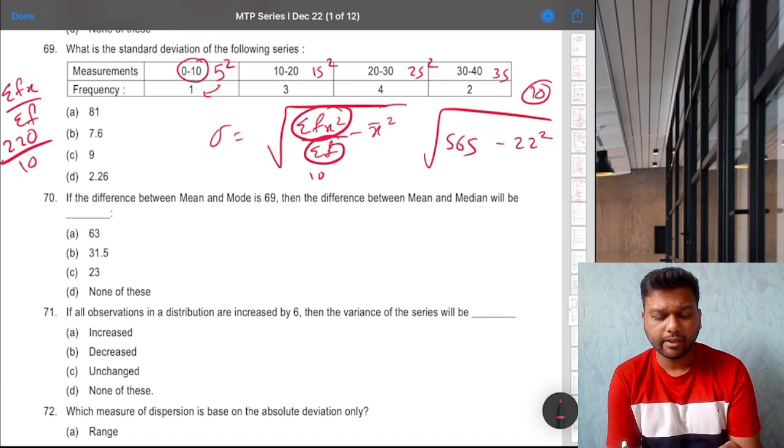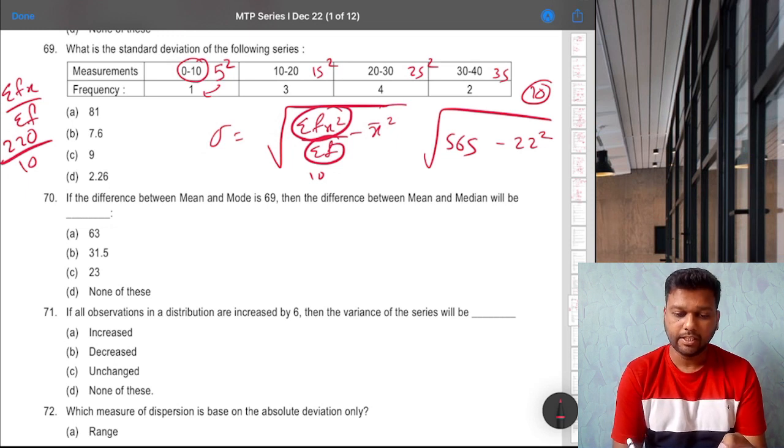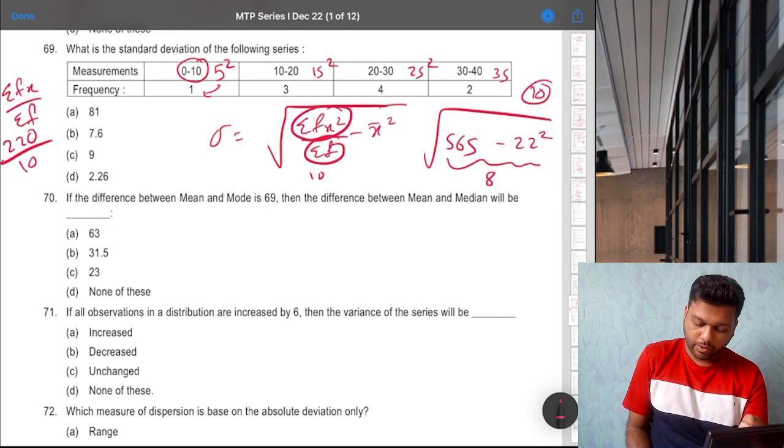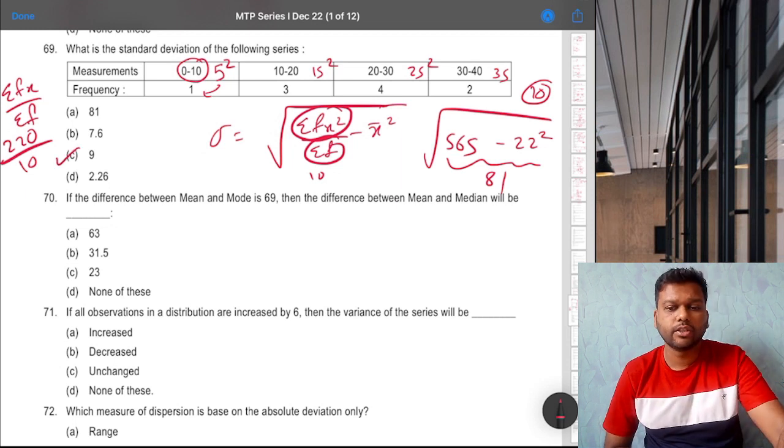So now let's do it on calculator. 565 M plus, 22 square M minus. If you press MRC, you get this as 81. So root 81 is 9, and 9 is the correct answer, option C.